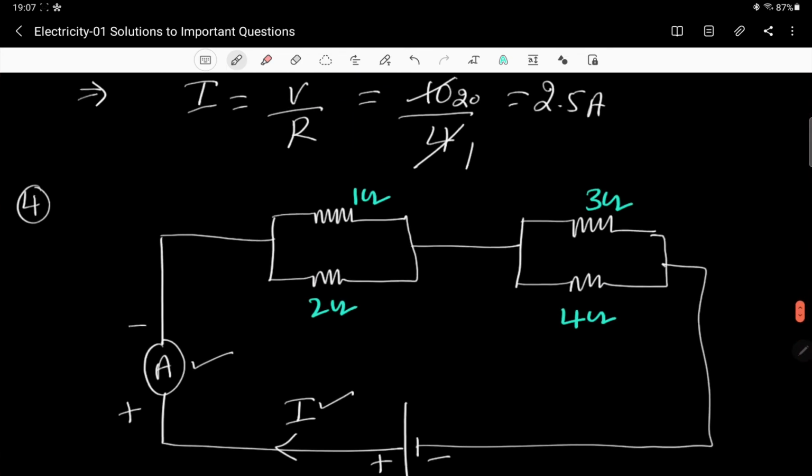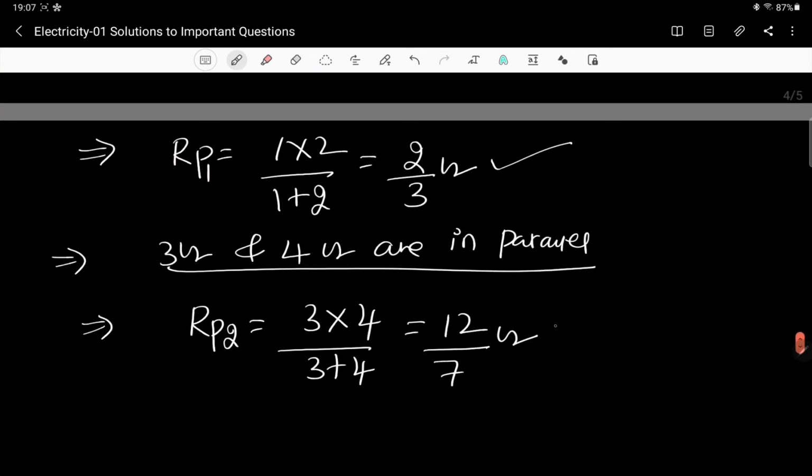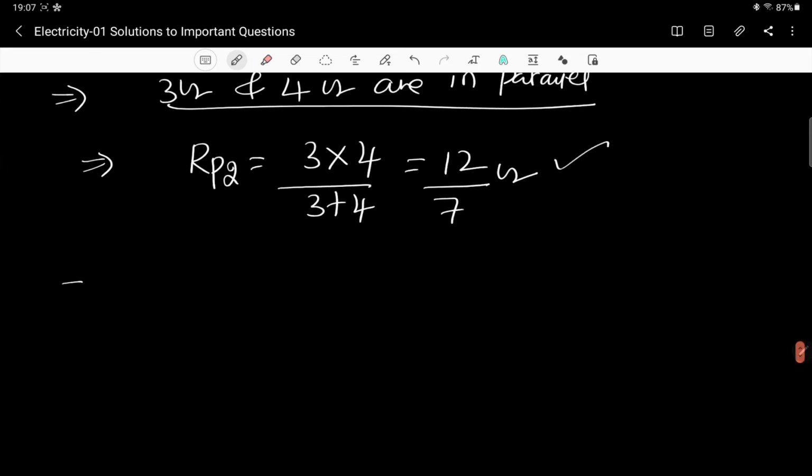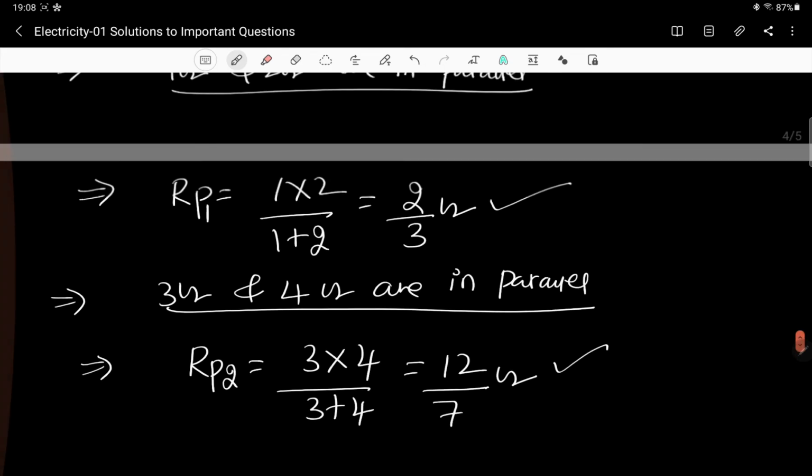Correct, no? So instead of these two resistors, I am going to use only one. And instead of these two, I am going to use only one. So the first resistance is 2 by 3 and the second one is 12 by 7. So let us use them. So that is the first resistor instead of those two, and another resistor, and this is connected to a battery, and definitely there is an ammeter and all, and this is 10 volt, that is also known to us.